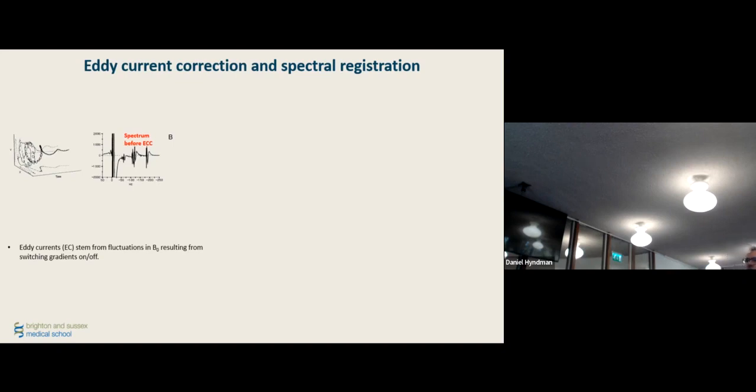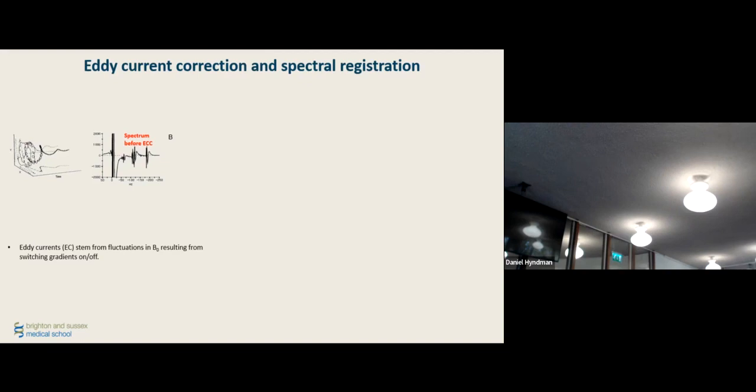And this is an exaggerated view of a corrupted spectrum that contains what we call eddy currents. So eddy currents are those spurious currents or spurious fluctuations of the magnetic field that are caused by the switching on and off of the magnetic field gradients.